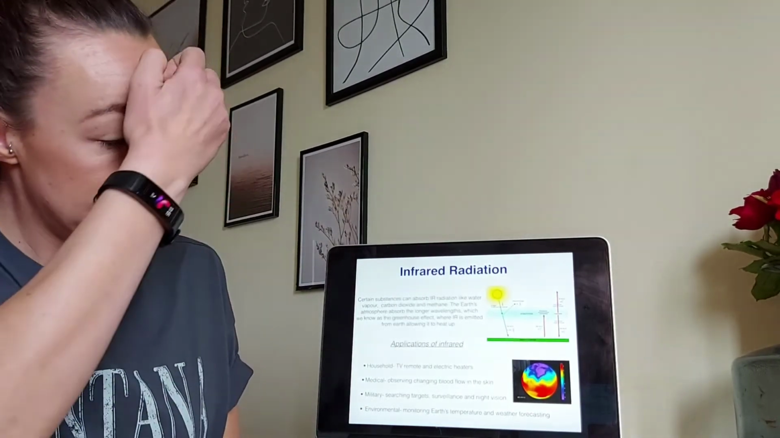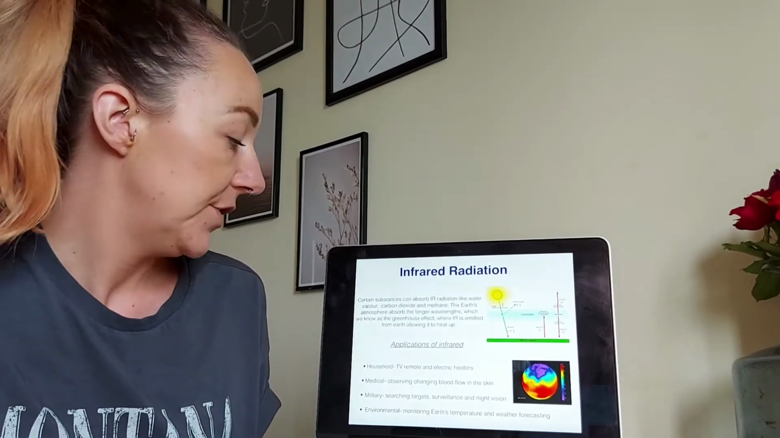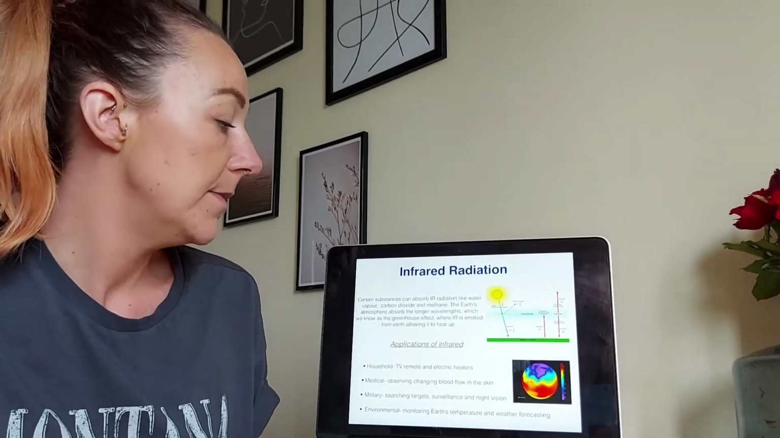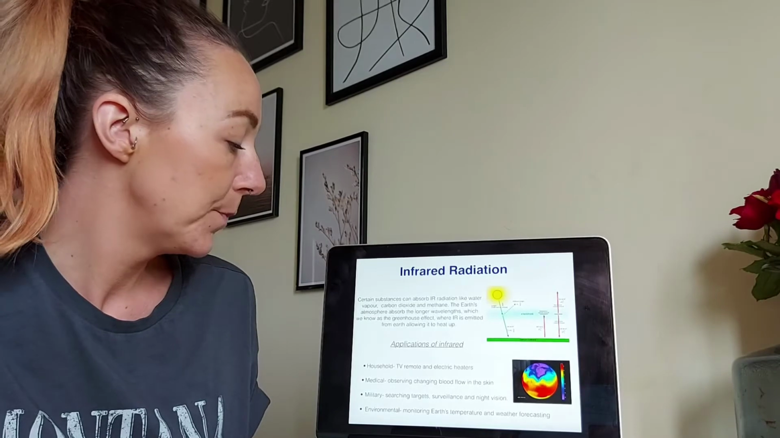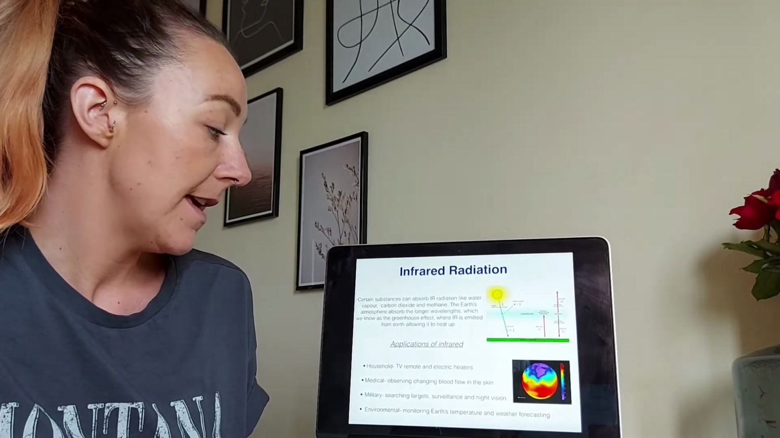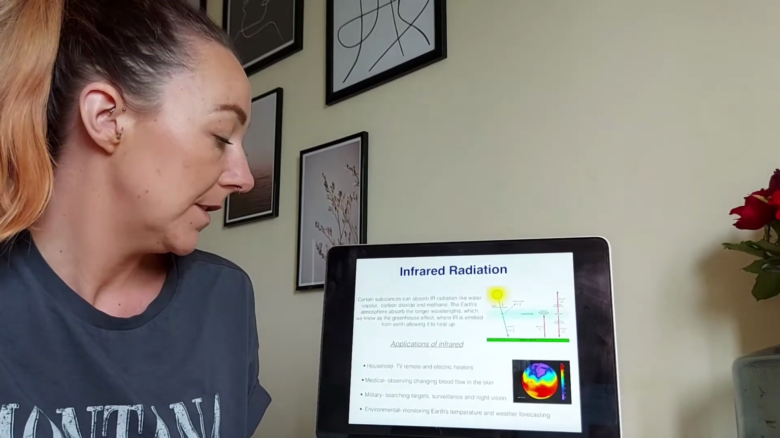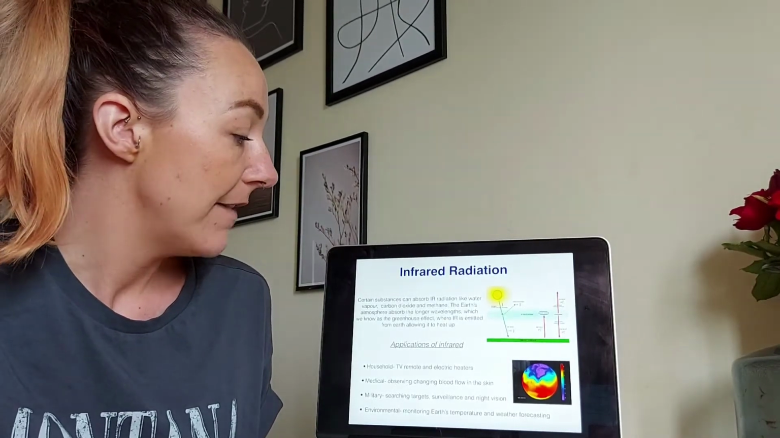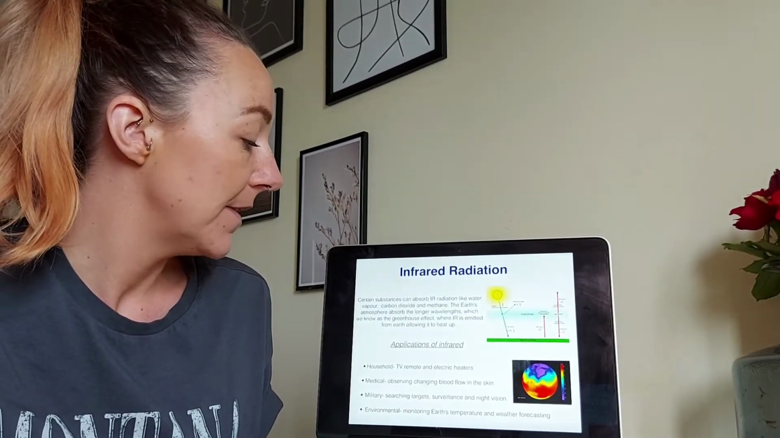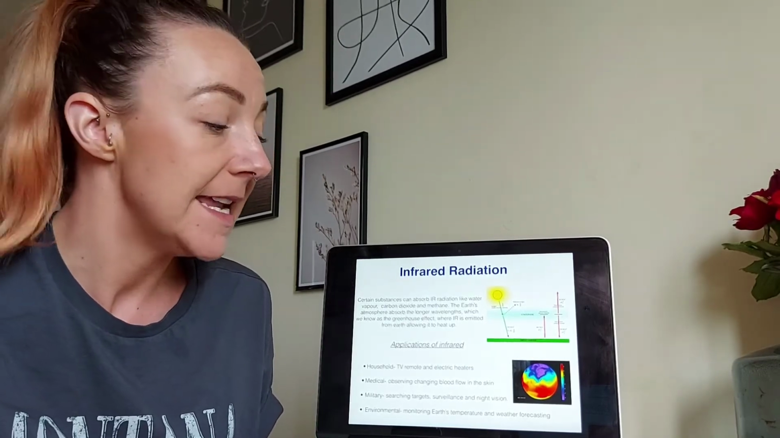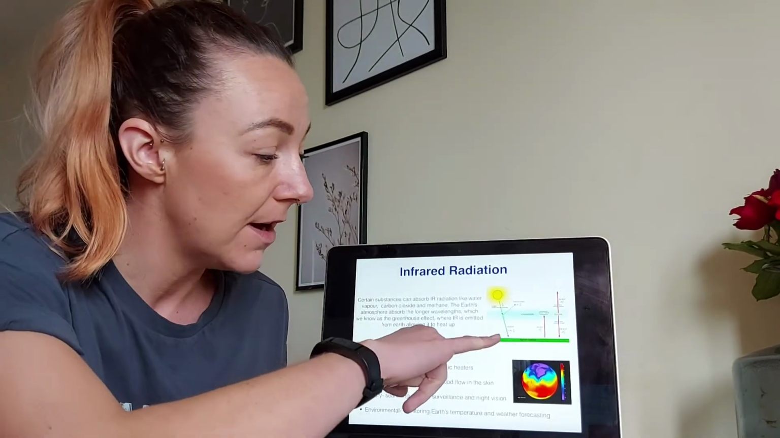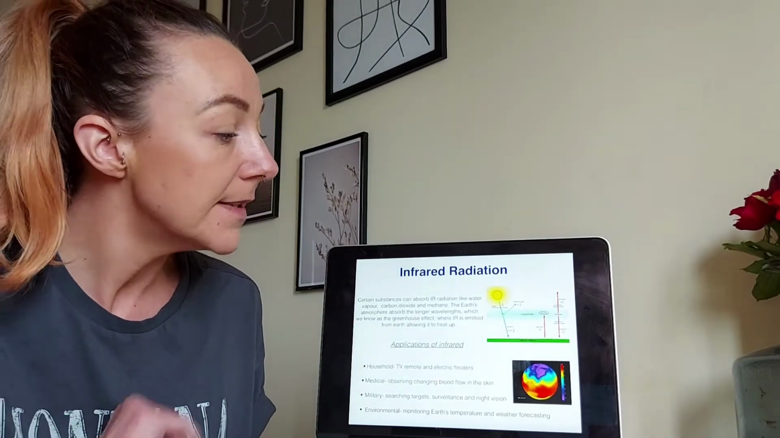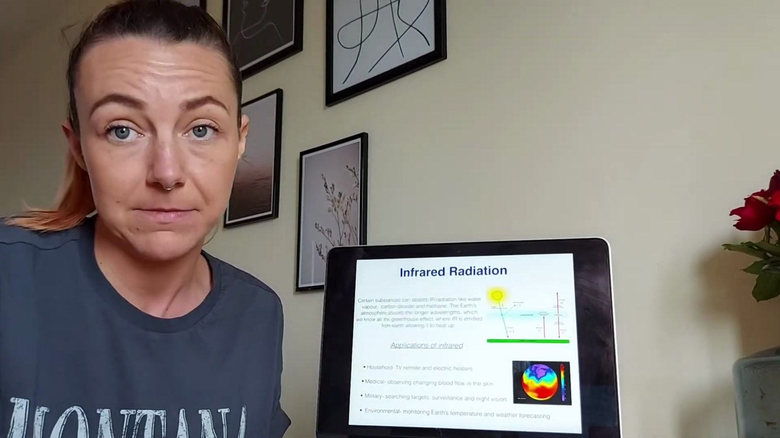Certain substances absorb infrared radiation, like water vapour, carbon dioxide and methane. The Earth's atmosphere absorbs the longer wavelengths, which we know as the greenhouse effect, where infrared radiation is emitted from the Earth, allowing it to heat up, as you can see in this diagram over here. Some of that is reflected in the atmosphere.